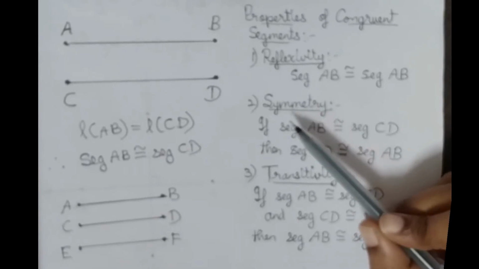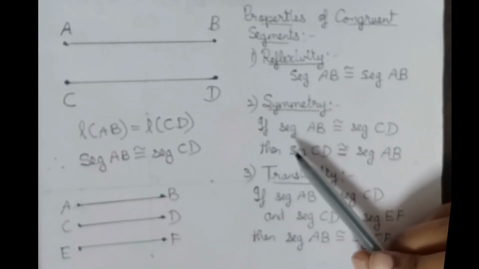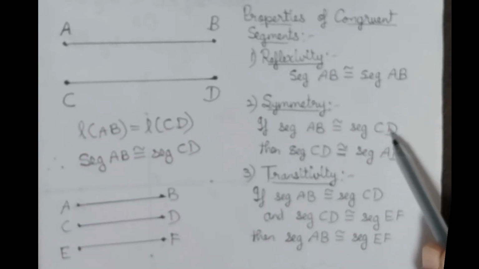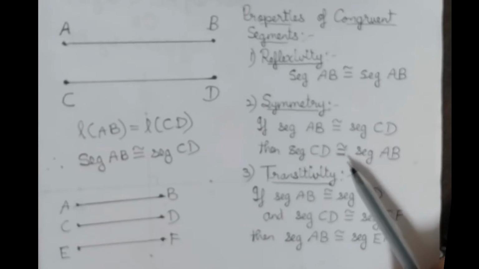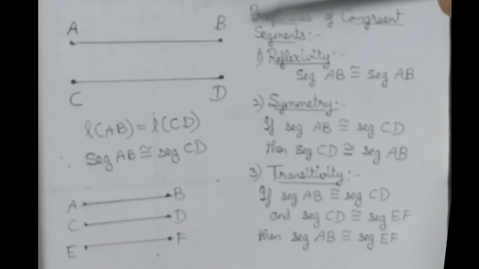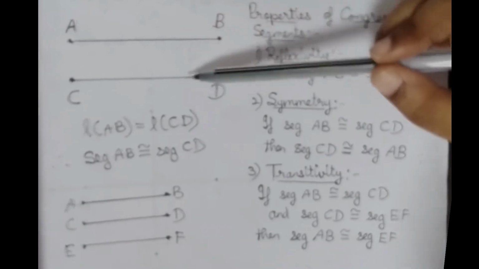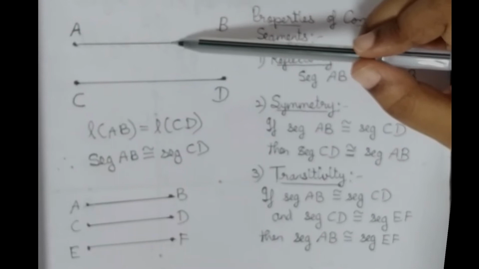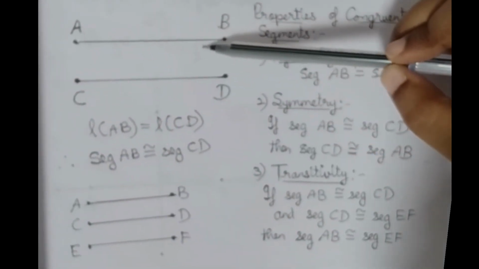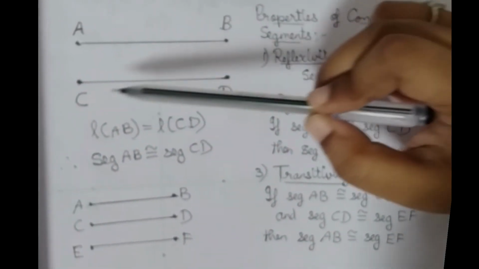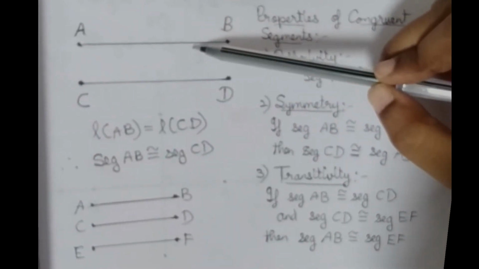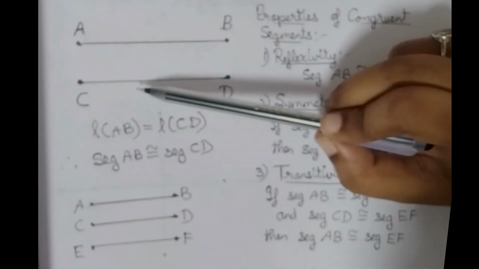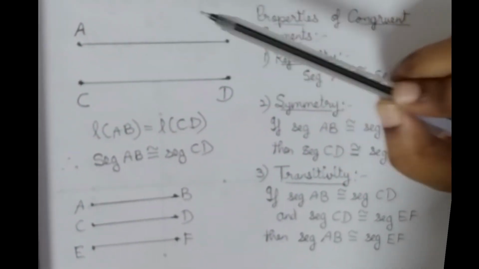Now the second property is symmetry. Here, if segment AB is congruent to segment CD, then segment CD is congruent to segment AB. If length of segment AB is equal to length of segment CD, then length of segment CD will also be equal to length of segment AB. That's it: if AB is congruent to CD, then CD is congruent to segment AB.